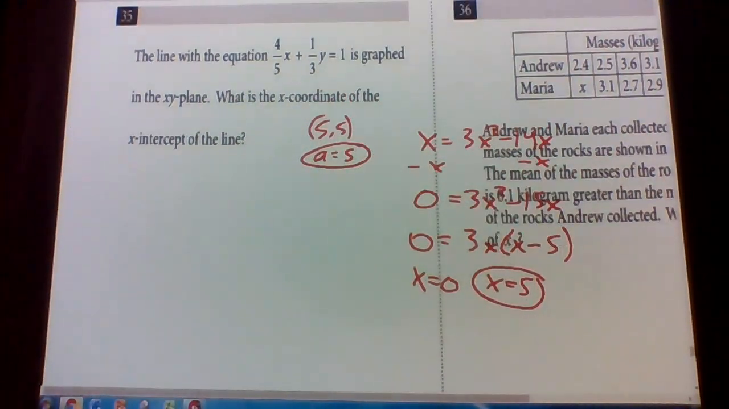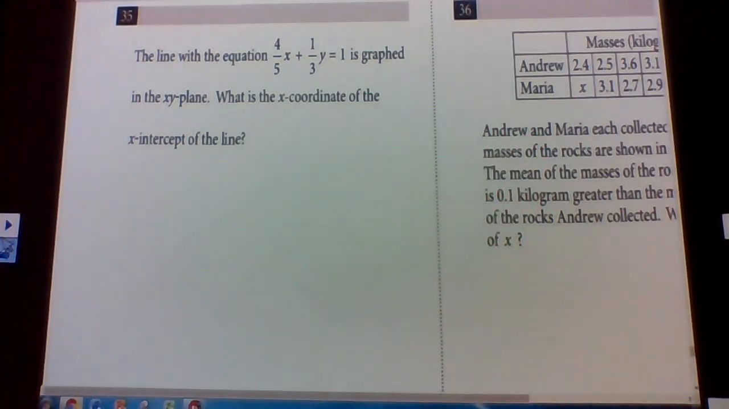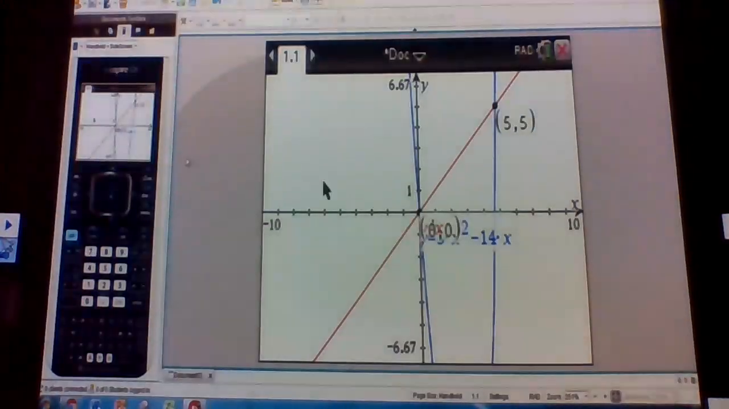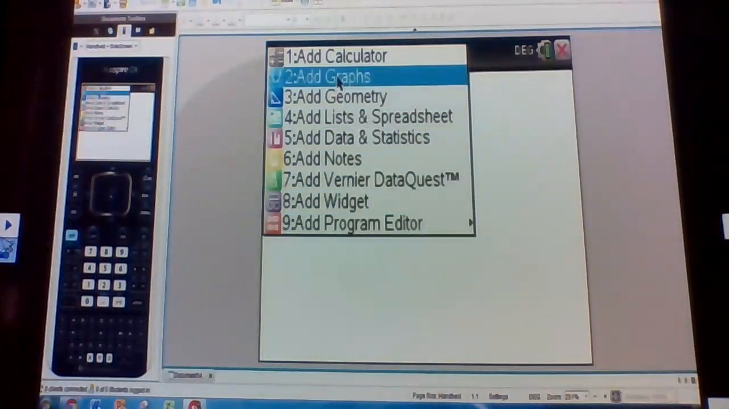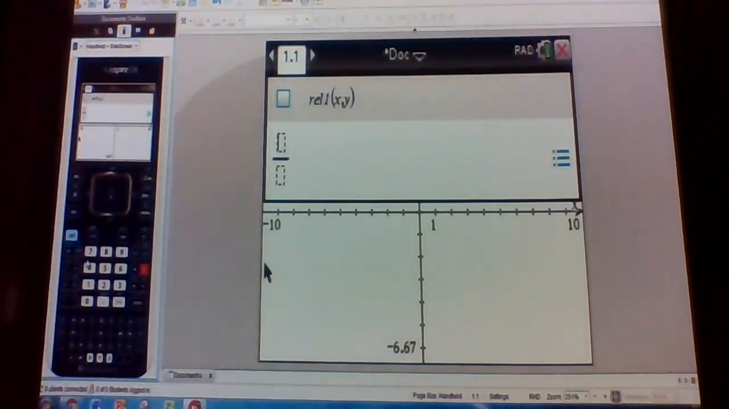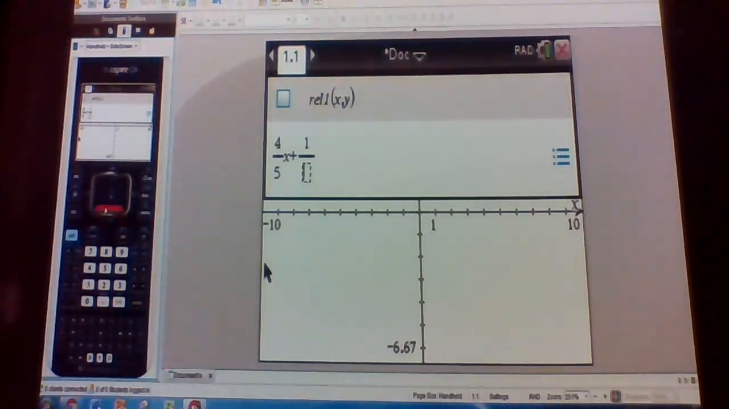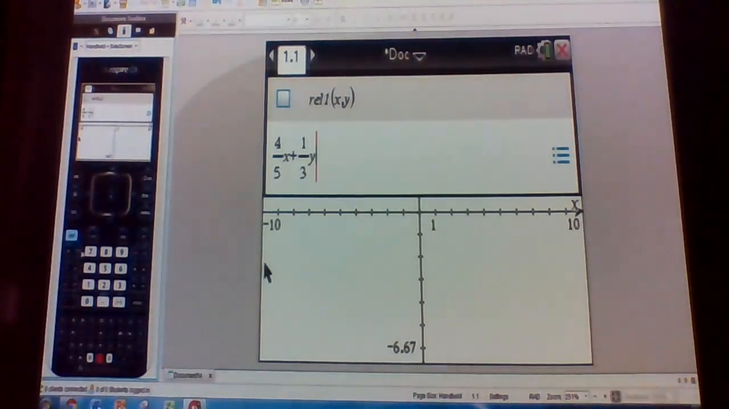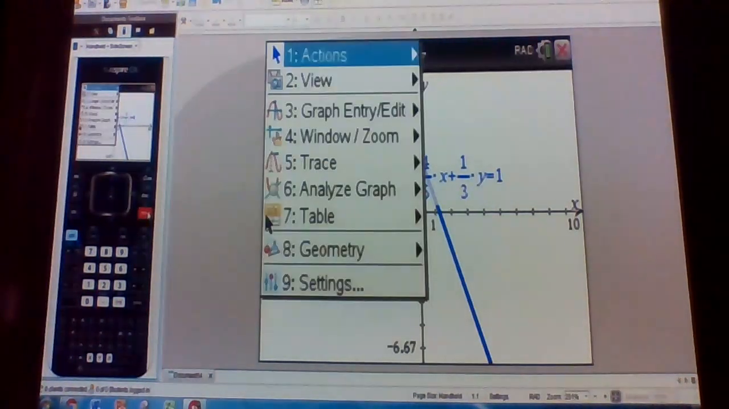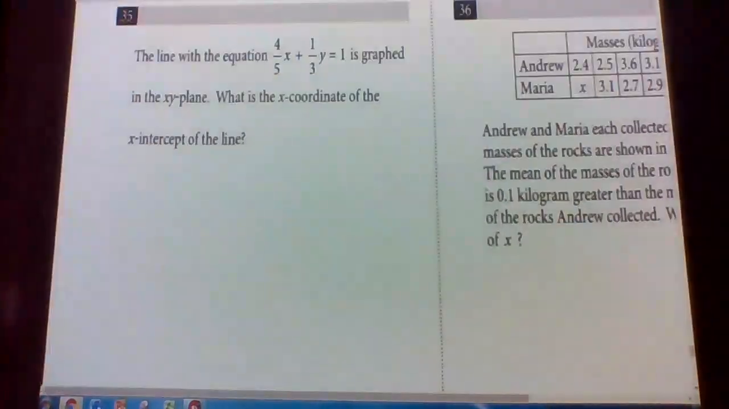Okay, 35. Again, use the calculator here. We have a line with the equation, so let's put it in. Okay, let's open a new graph. Okay, delete this, do relation. 4 over 5, control divide, 4 over 5 x plus, control divide, 1 over 3 y equals the answer. We're looking for the x coordinate of the x-intercept, so analyze graph, looking for the zero, 1.25. Just like that.